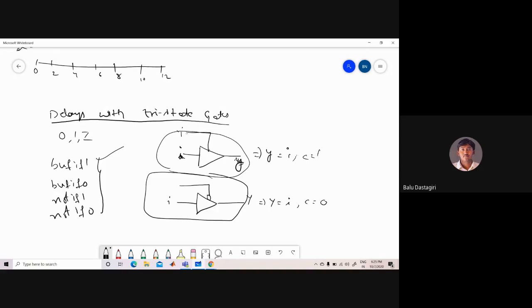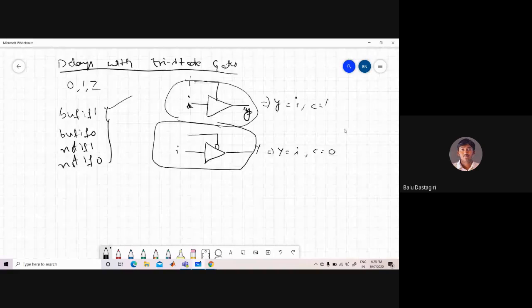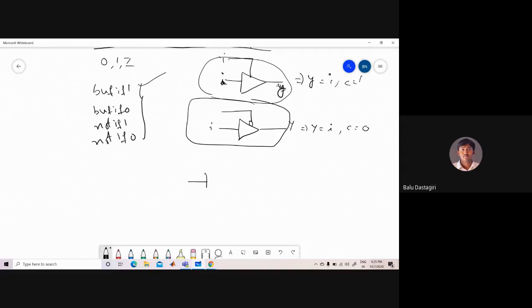Next, not if 1 and not if 0. Take a NOT gate. The input of this NOT gate is I and the output of this NOT gate is Y. I am giving a conditional input here, C. If the conditional input C is equal to 1, then the output Y will be the inverse of the input. So this is the symbol for not if 1.